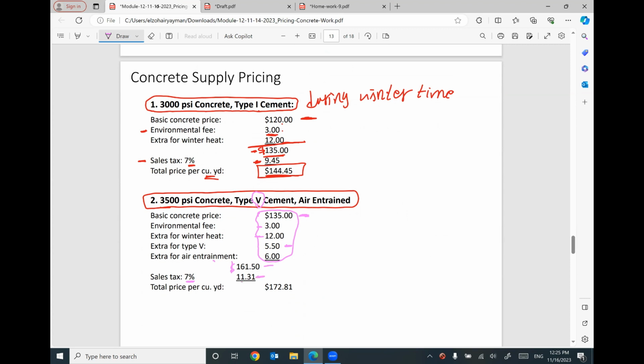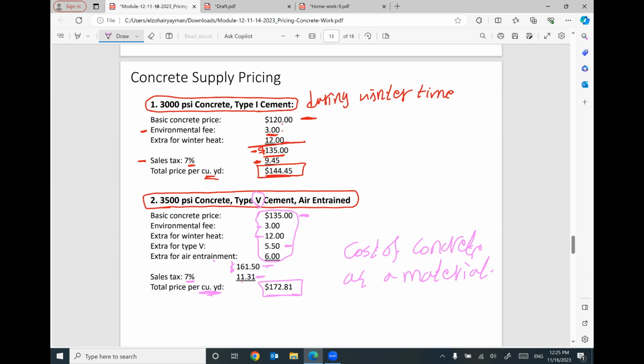If you add this one to this one, the total cost will be $172.81 for each cubic yard. This is the cost of concrete as a material. This is what you will pay the concrete company. Does that make sense? We still need to pay for the labor and the equipment.